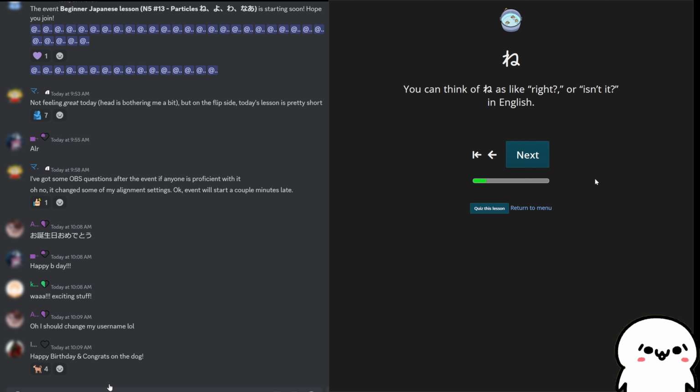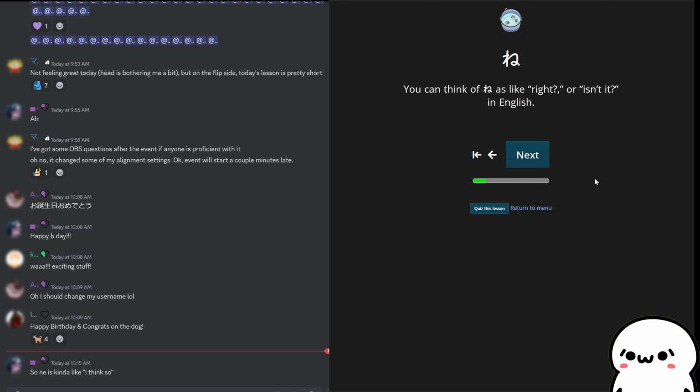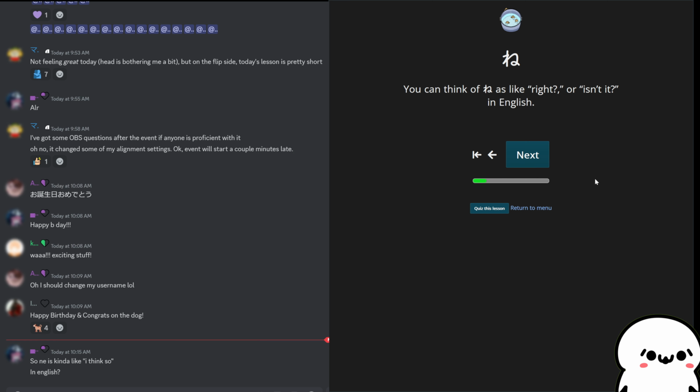Now, this is the most dangerous slide. I guess it's not a PowerPoint, but I'm going to call it a slide. It's the most dangerous sentence here because it says you can think of ne as like "right?" or "isn't it?" in English. Now, this is both true and not true.